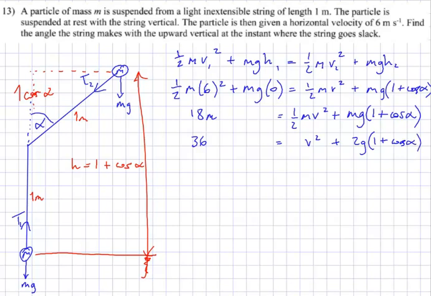I'll bring that on the other side. I end up with 36 minus 2g. Now I'm not quite sure when I want to actually open up this bracket here. Let's keep it as it is for the moment. You might find it's useful to open it up at some point in time. Anyway, I've got an expression for the velocity at that moment in time.